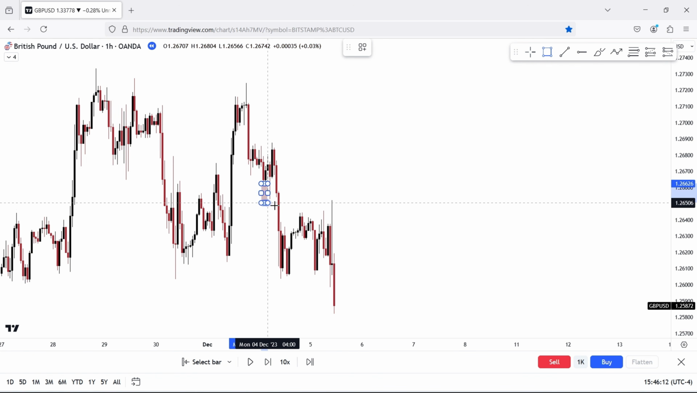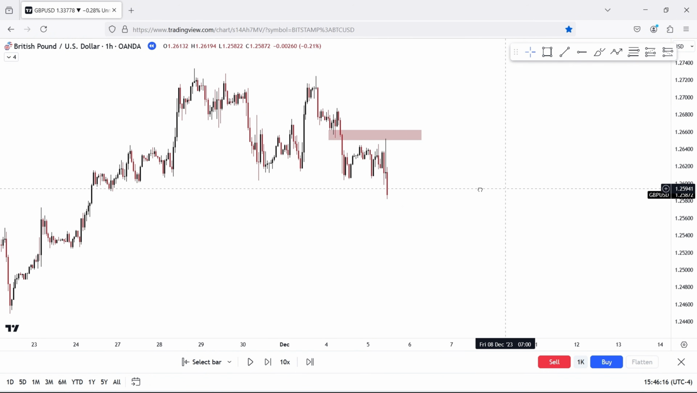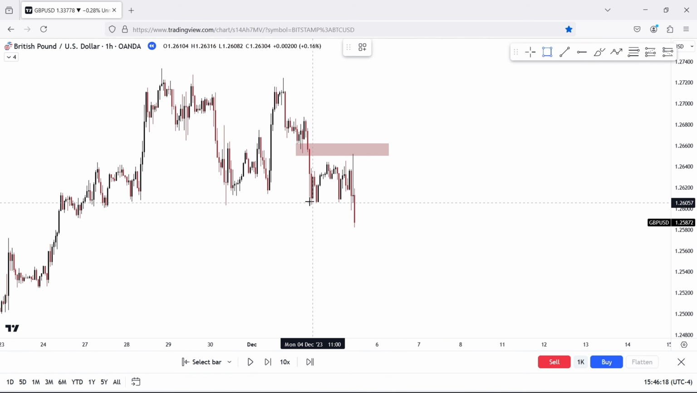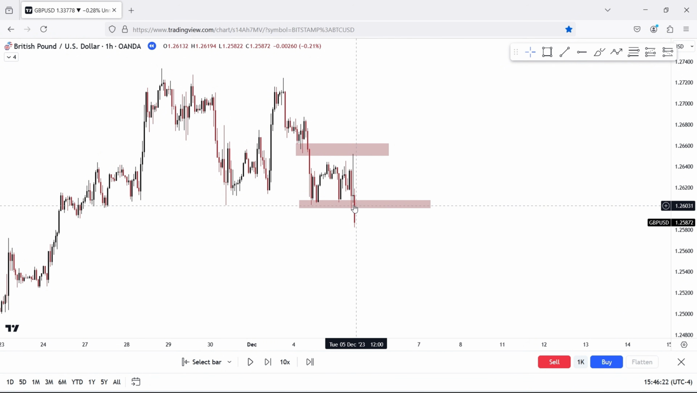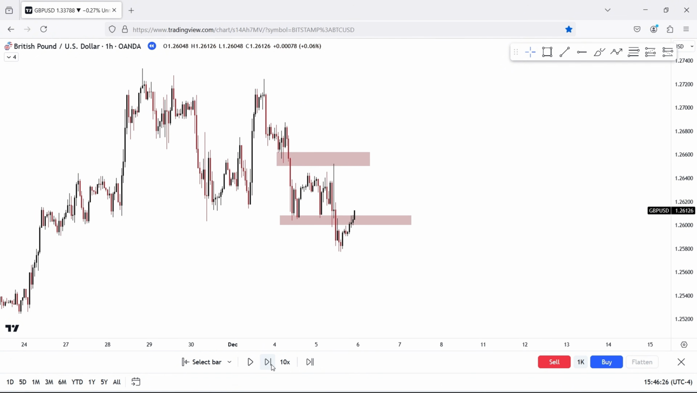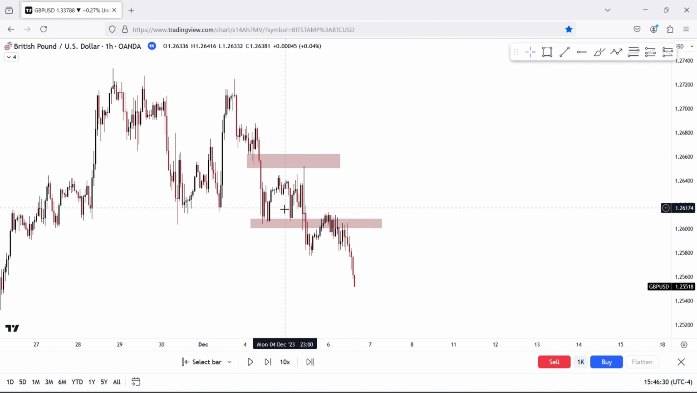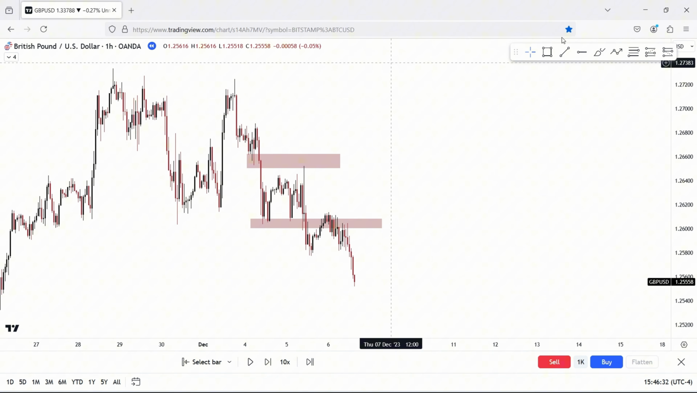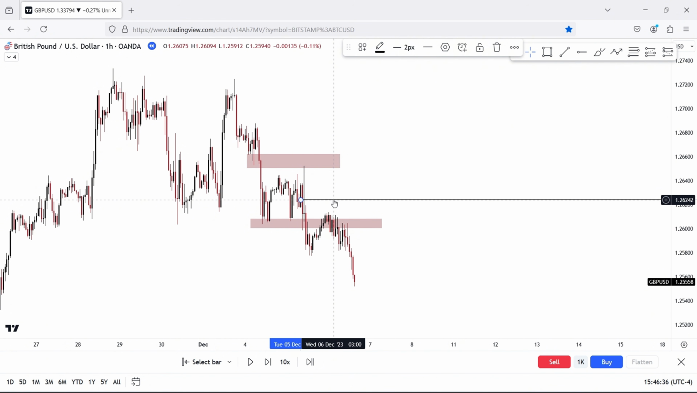So we have a rejection right here. What can we anticipate now? We can anticipate another level of rejection right here. As you can see, price did not reach the 50% line. The 50% would have been somewhere around here. As long as price does not reach this level, this is still a support and resistance structure.